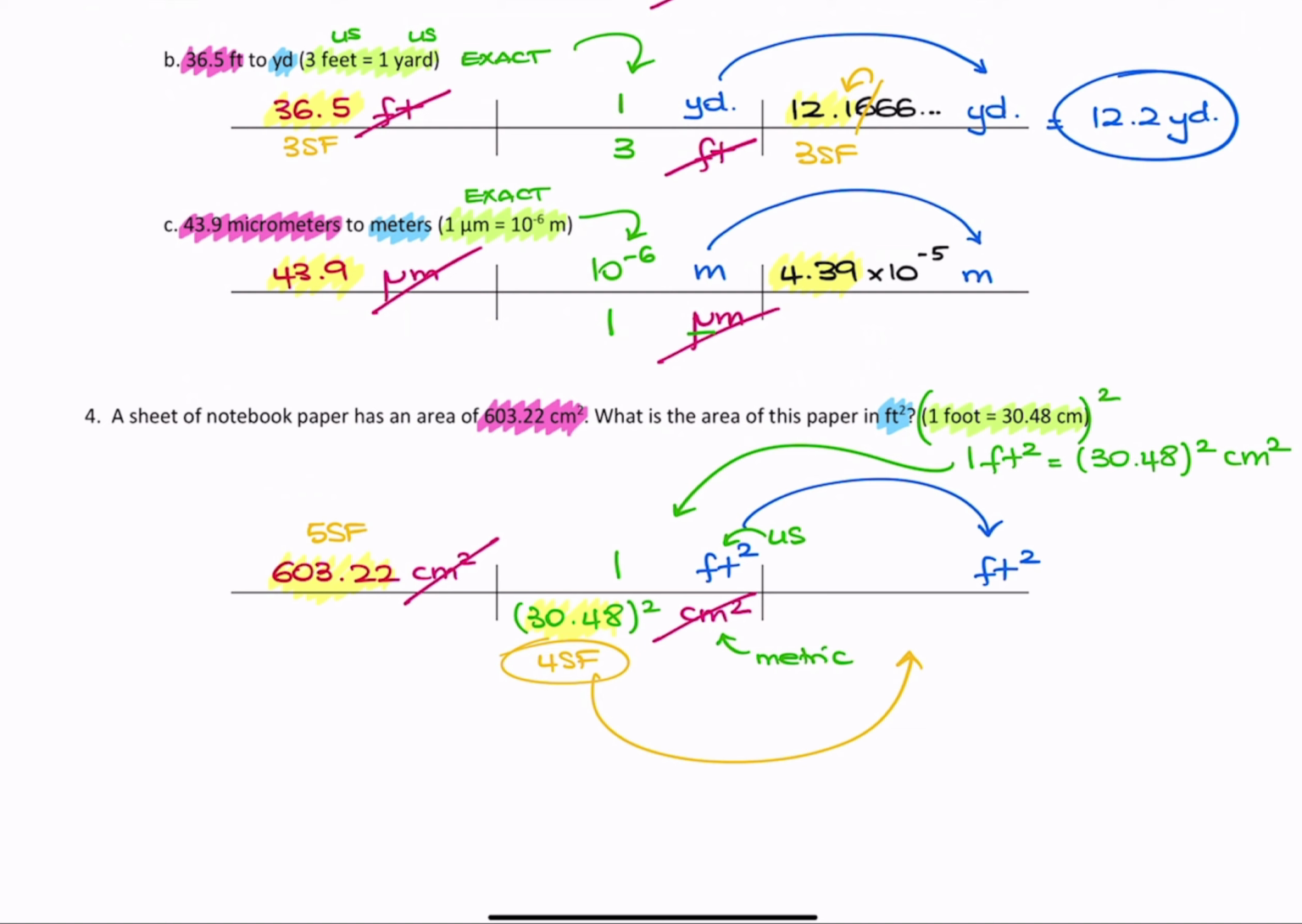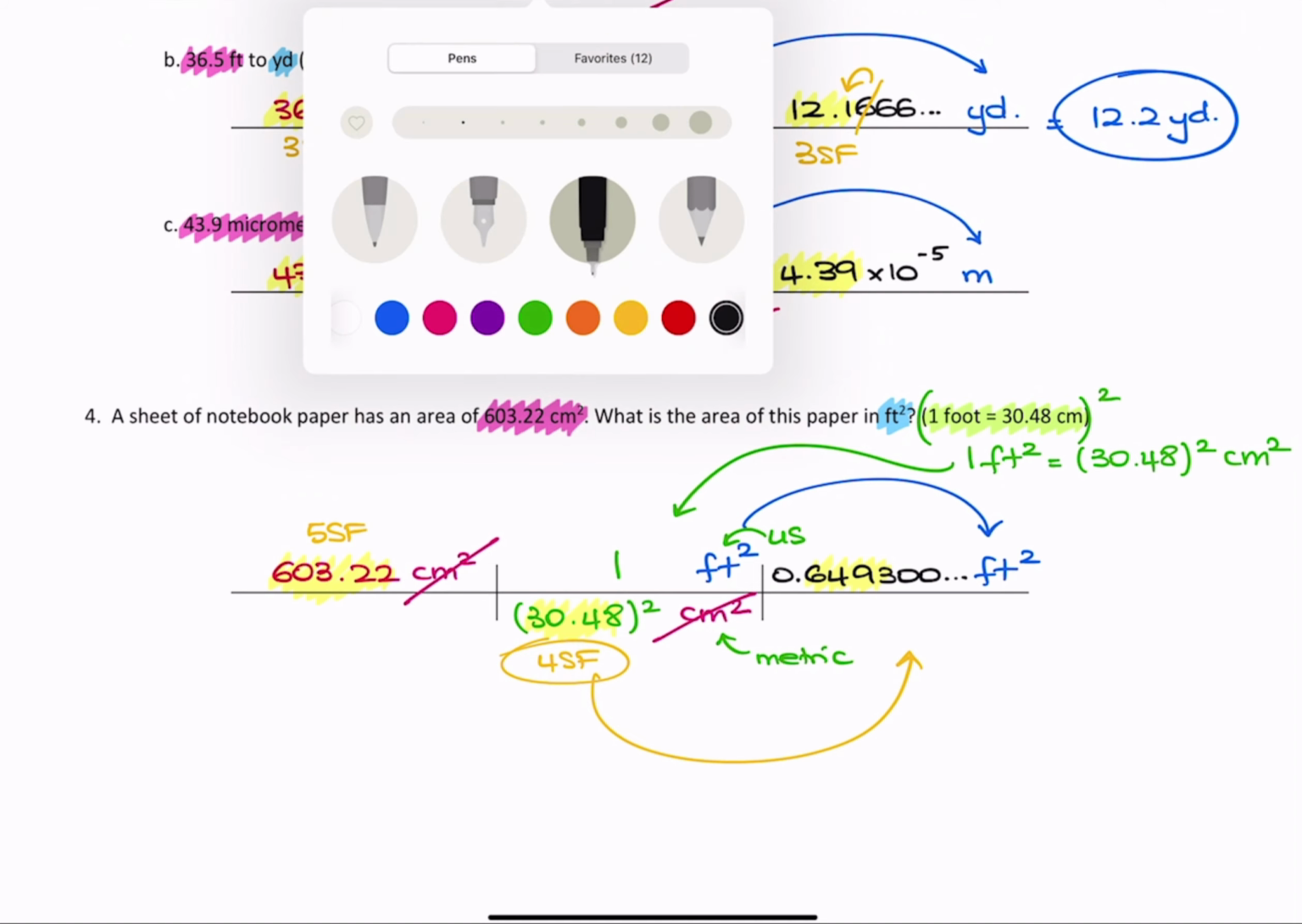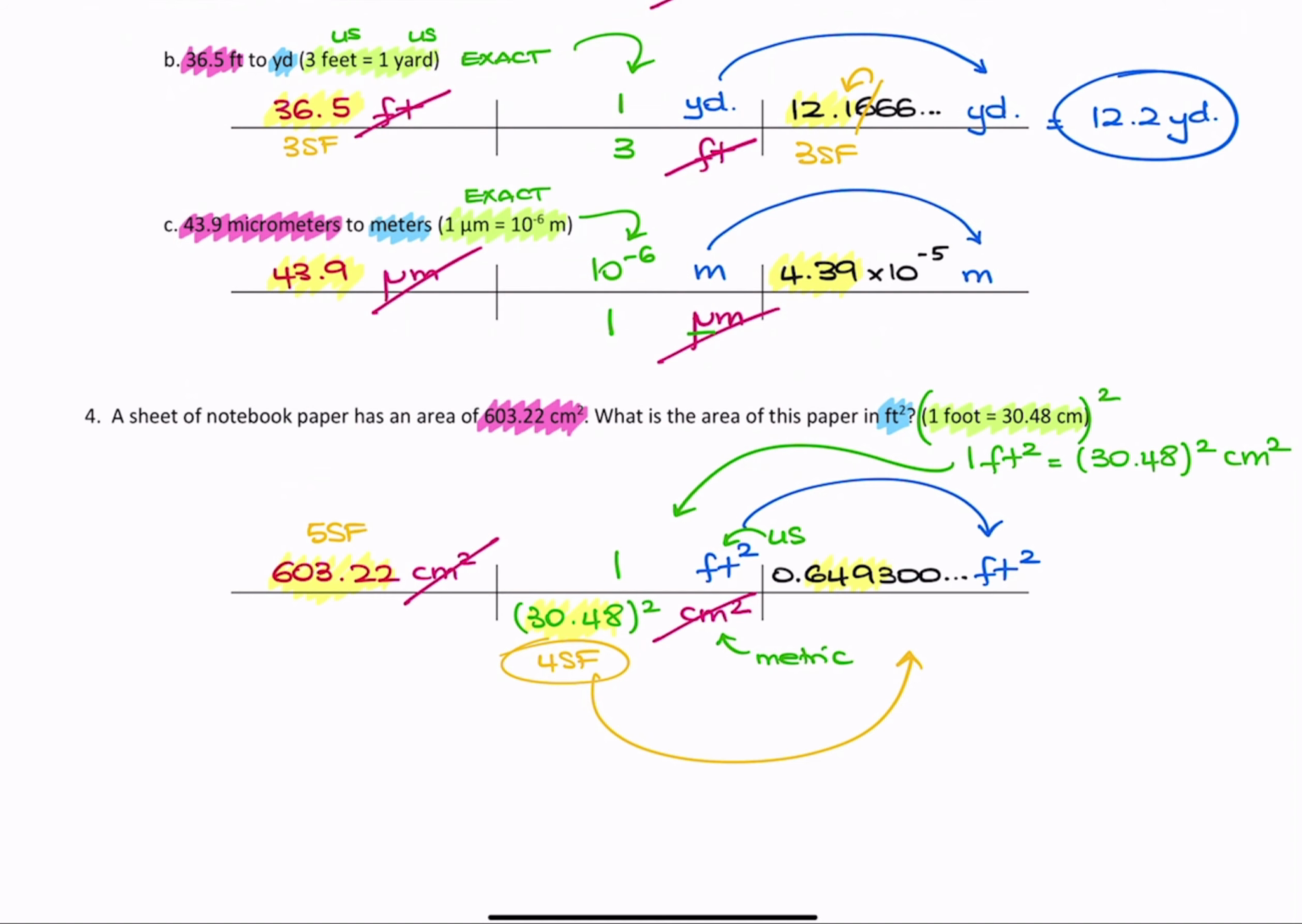Plug this into your calculator and you get 0.649300 and so on to 4 sig figs. Remember that the leading 0 don't count. I will only keep these, the 6, the 4, the 9, and the 3. For sig figs, I'm going to drop a 0, so round down. My answer to the correct number of sig fig is therefore 0.6493 square feet.